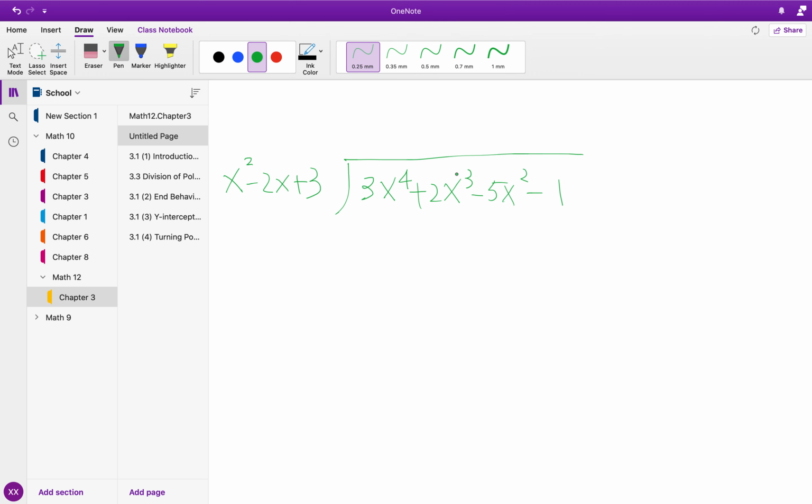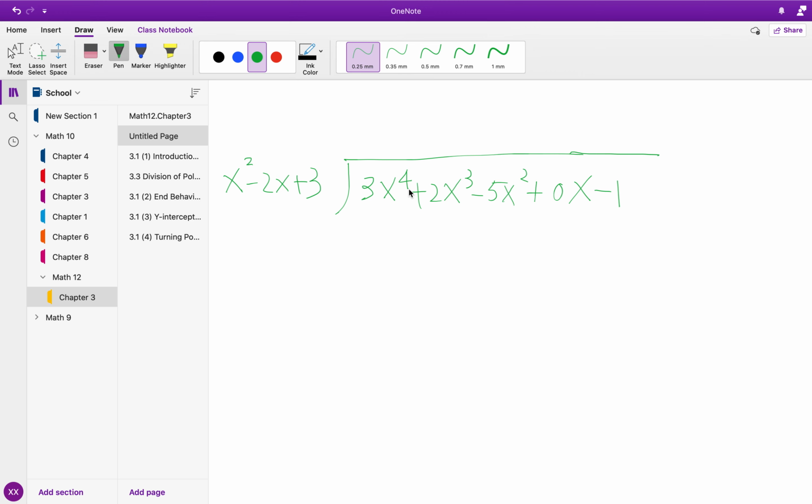So the 4, then 3, then 2. Oh, there's no 1 again. Let me just somehow get a 1 going here, the power of 1. So that means I'm going to add on 0x to the power of 1 and minus 1. Copy the question before.